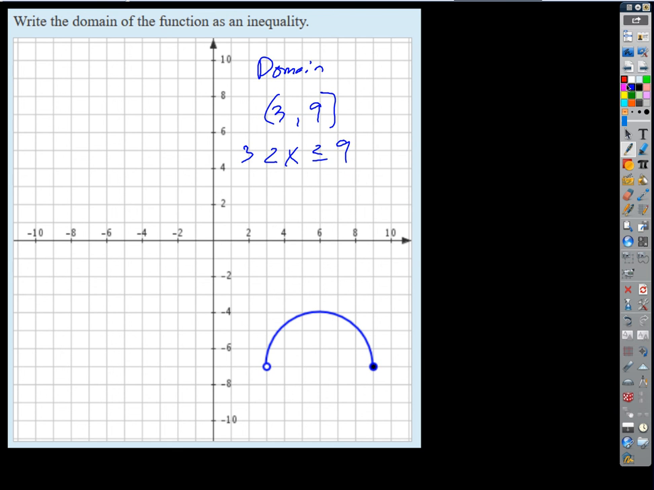What about the range? So the range is a set of y values. Okay, what's the upper boundary? -4. Do I include that one? Can he ever actually stand on a y value of -4? Yeah, he can, right there, right? At that point right there, his coordinates are x equals 6, y equals -4, right? So if I smush that onto the y-axis, I've got a closed circle there.